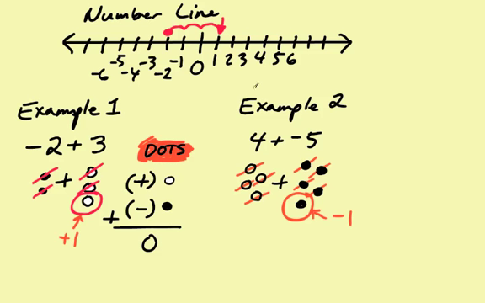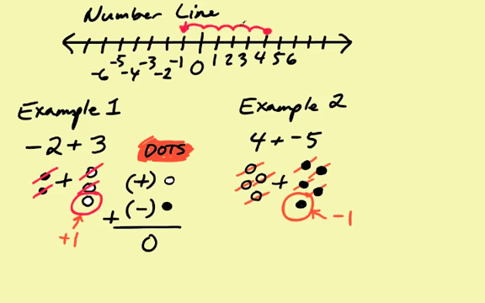Okay, now with this one, same thing. We go ahead on the number line, and we start off with +4. +4 is right here. But in this case, I want to add 5 steps to the left. 1, 2, 3, 4, 5. This is my new answer.